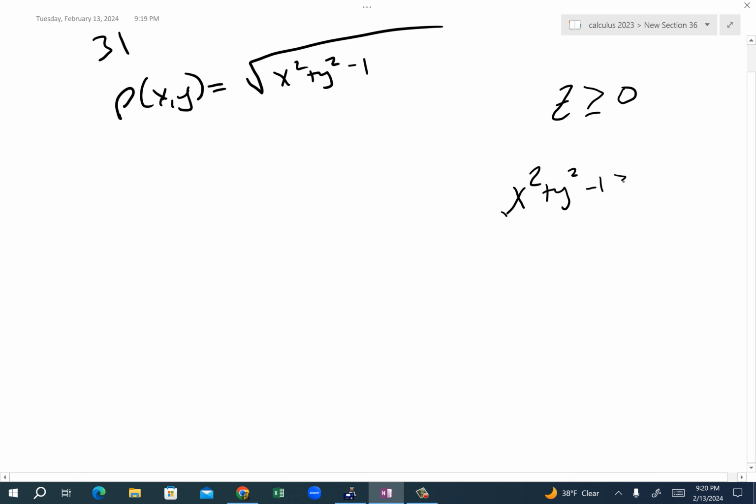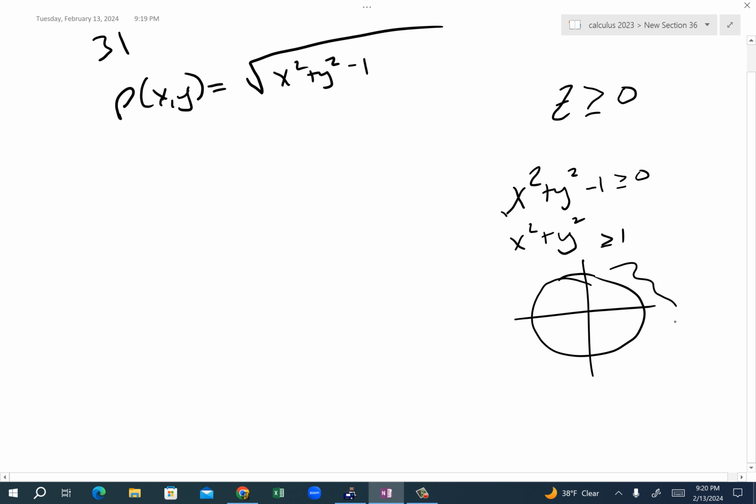You set it up like this. It better be bigger than 0. So in other words, x squared plus y squared better be bigger than or equal to 1, which means that you've got a circle with a radius of 1. It's everything out here. Okay, makes sense?